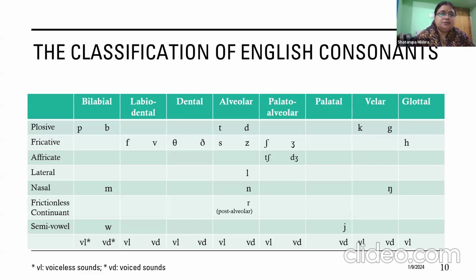We have two bilabial plosives, p and b. We have two alveolar plosives, t and d. We have two velar plosives, k and g. Then we have two labiodental fricatives, f and v. Then we have two dental fricatives, th and the. Then we have two alveolar fricatives, s and z.